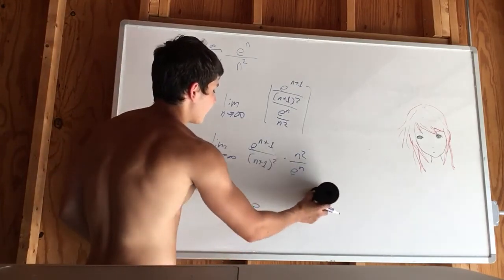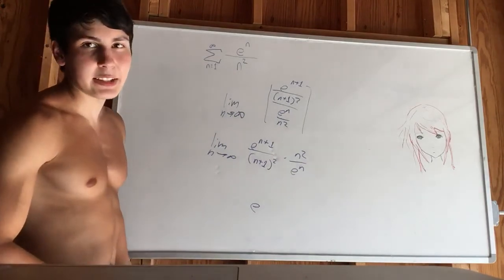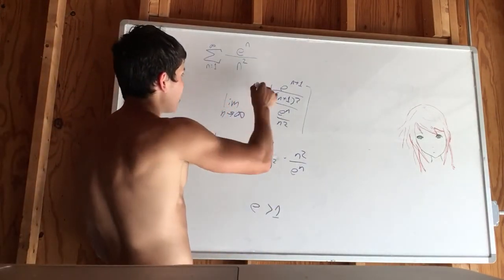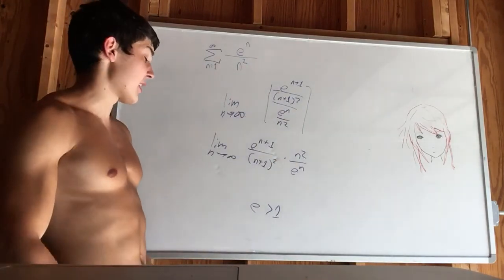So we get e. And e is clearly larger than 1, which means that by the rules of this ratio test, this diverges.